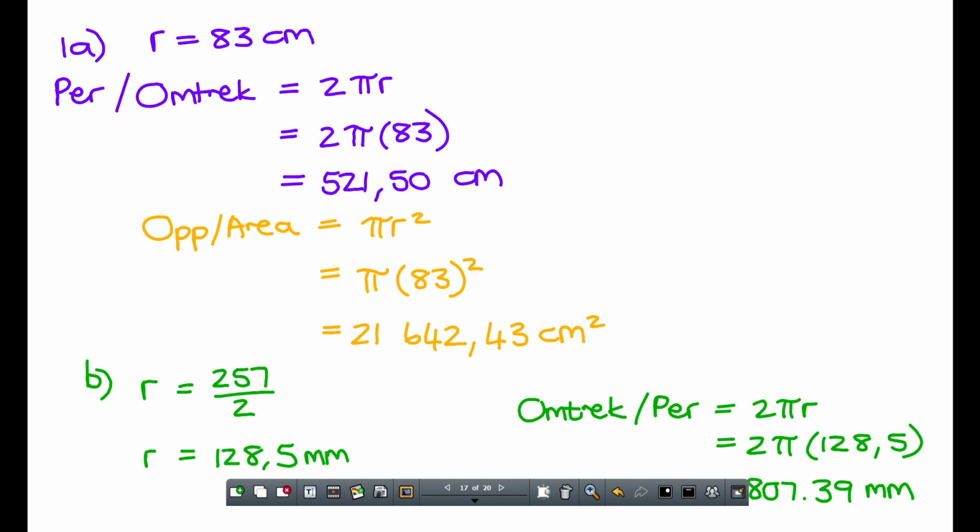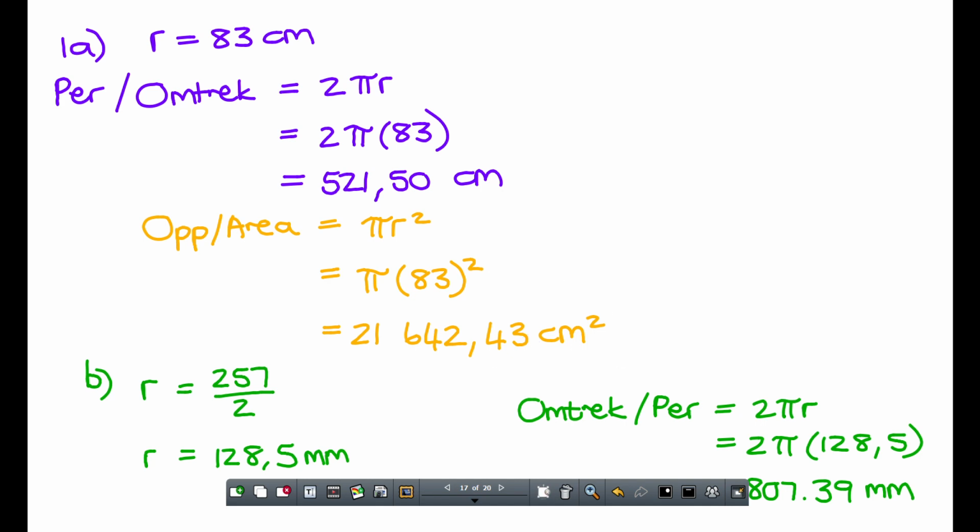So I'm going to say pi times 83 squared. And then I get 21642,43 centimeters squared. Please remember about the units when it is area. Okay.